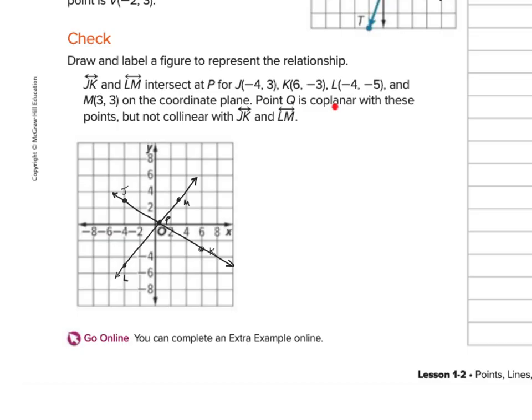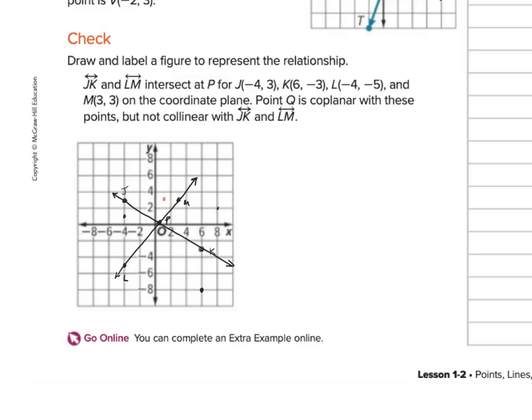And it says point Q is coplanar with these points, but not collinear with JK and LM. Here you go, point Q. What is coplanar but not collinear? All you have to do is pick a point anywhere. That could be point Q, that could be point Q, this could be point Q.